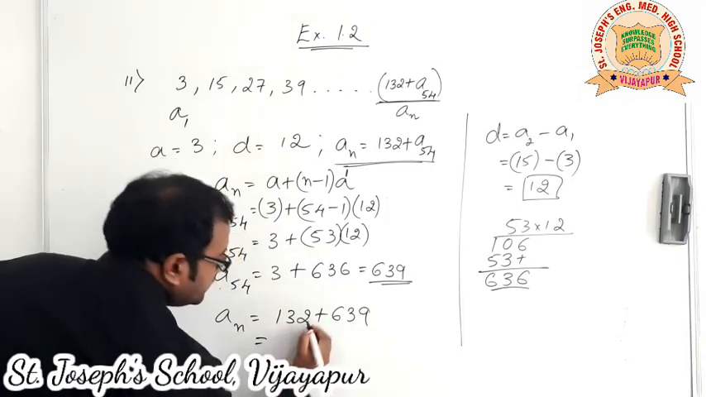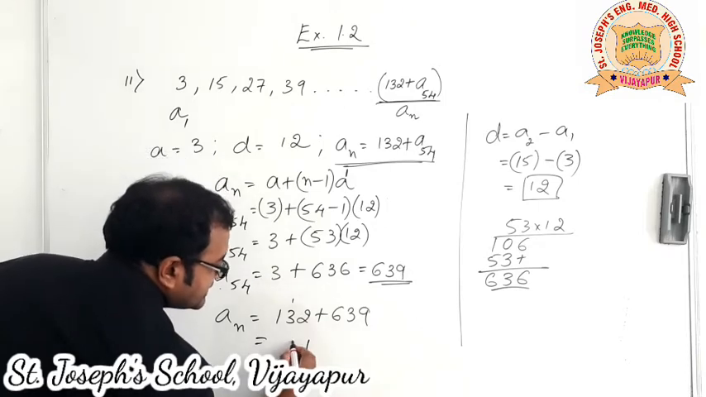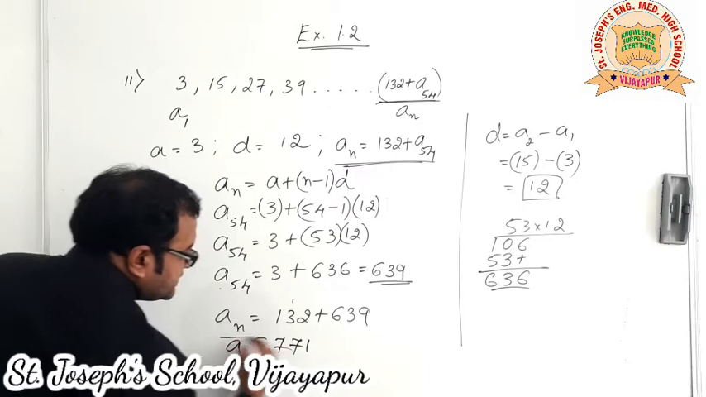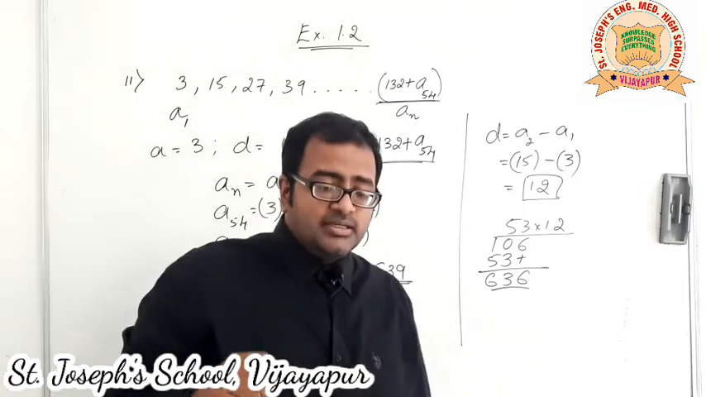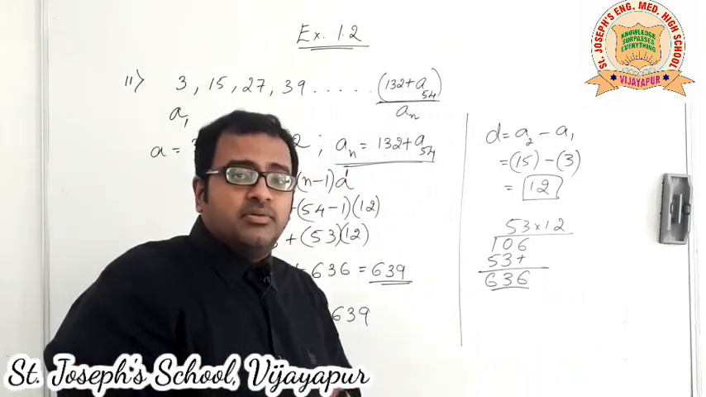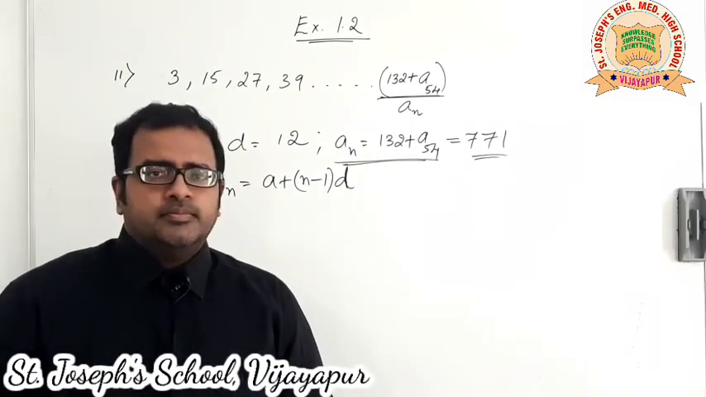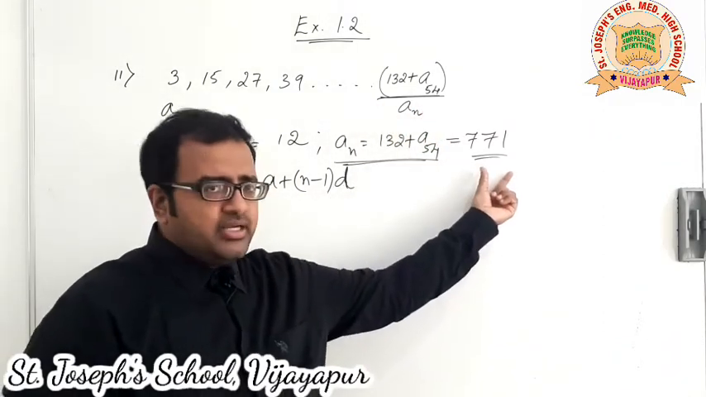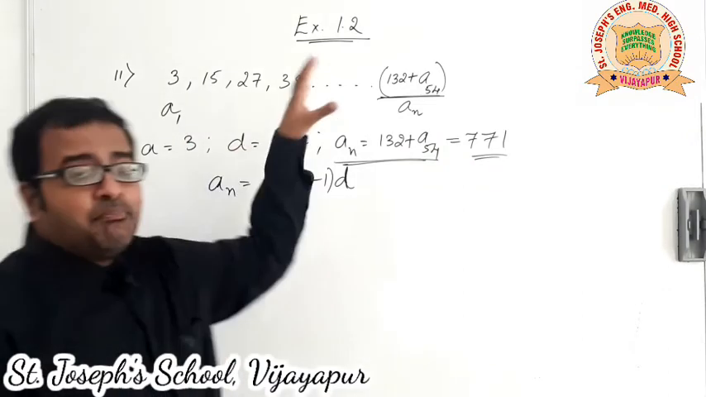What is the answer? 9 plus 2 is 11, 1 carry, 3 plus 1, 4 plus 3 is 7, 1 plus 6 is 7, 771. That is the last term. But they asked which term, means is it the 10th term, is it the 20th term, is it the 30th term? We need to find out the place. So, for that we need to find out the value of N. Now, we know the nth term, or the last term, is 771. Now, we need to find out what is the place of that.